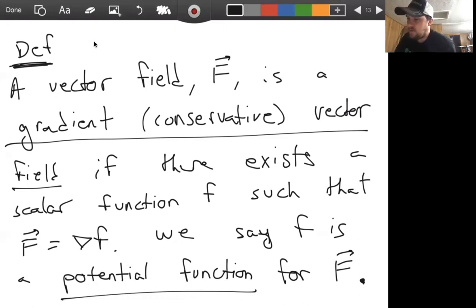So let's see an example of a conservative vector field, right? It's a conservative vector field if it's the gradient of some function, basically. A gradient vector field or a conservative vector field is a vector field such that it's the gradient of some function f.